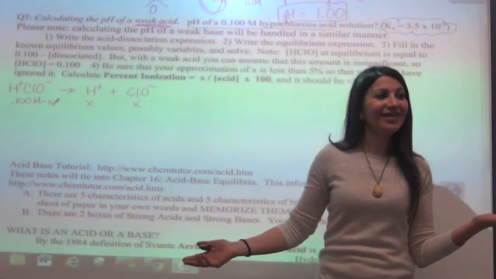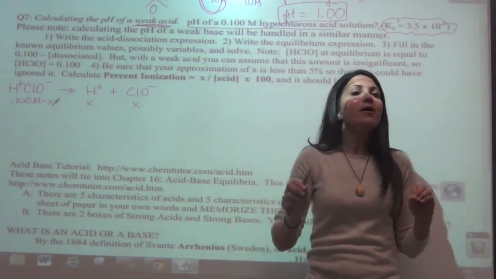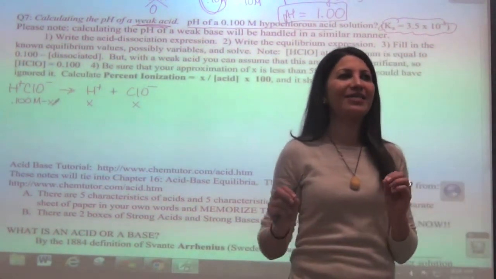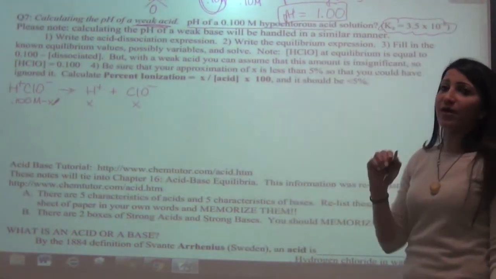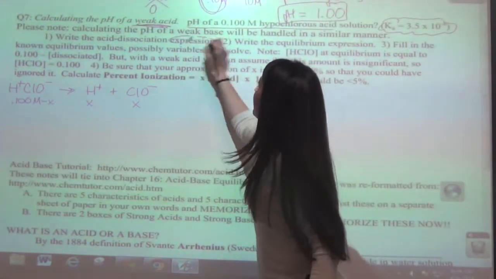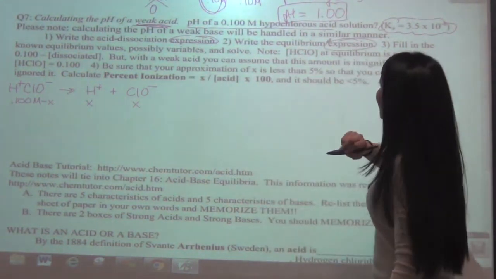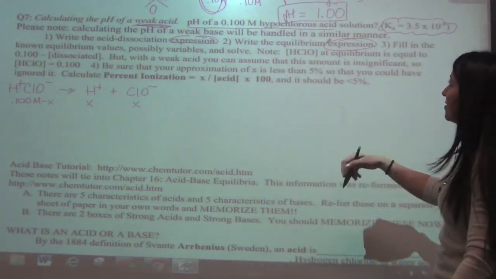X is very small, and if it's very small, we can ignore it. But we're going to have to check the percent ionization once we calculate it to make sure. And there's a 5% rule that we're going to talk about. Okay, so this just explained. Write the expression. There it is. Write the equation and the expression. Fill in your equilibrium values. It could be variables, and solve.